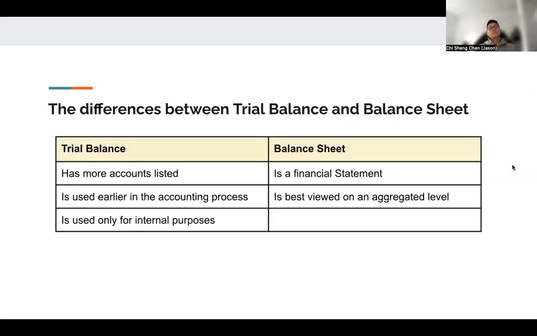So finally, the difference between the trial balance and balance sheet is that the trial balance has more accounts listed, and it's used earlier in the accounting process, and it's used for internal purposes only. The balance sheet is a financial statement. It's best viewed on an aggregated level.